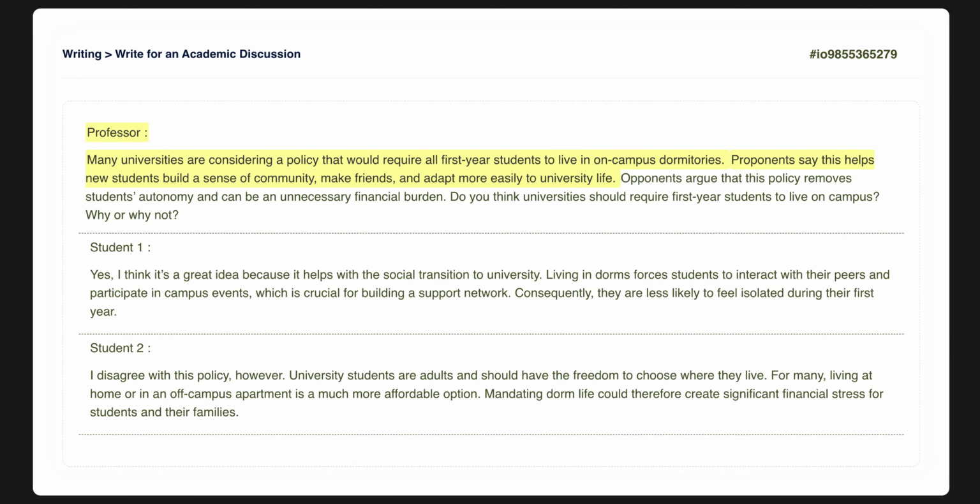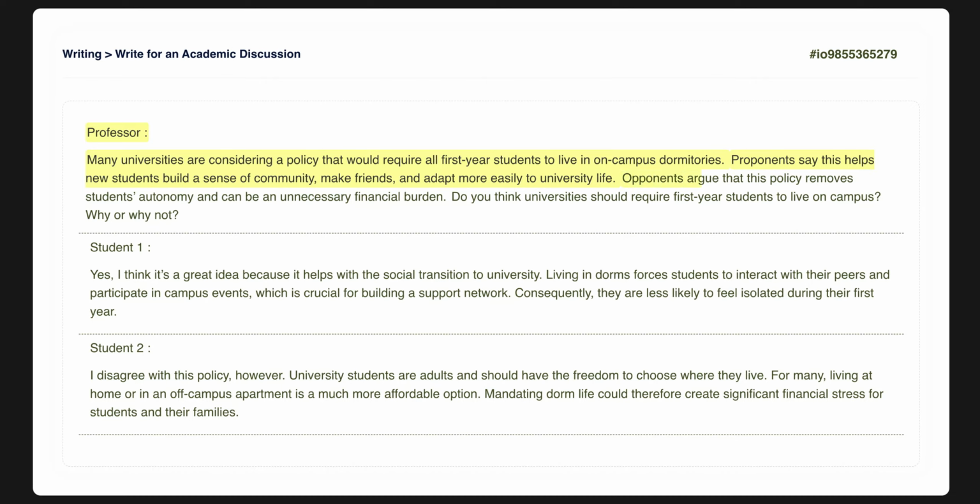Proponents say this helps new students build a sense of community, make friends, and adapt more easily to university life. Here, the professor presents the positive side. The key phrase, sense of community, is a great point to expand on in your response. Notice the verb adapt, which refers to the social and academic adjustments students must make.